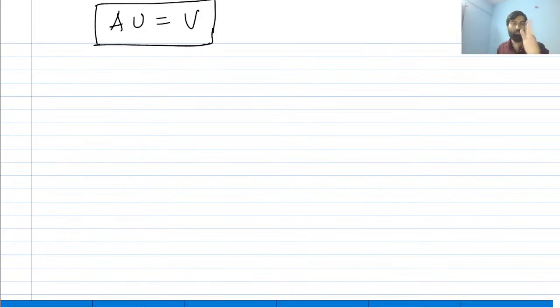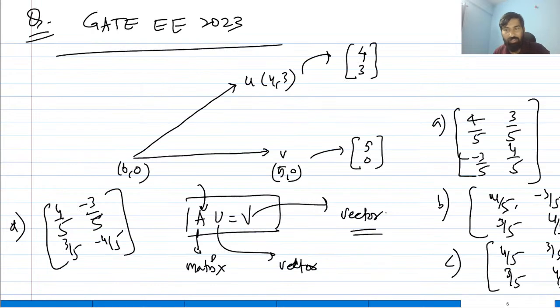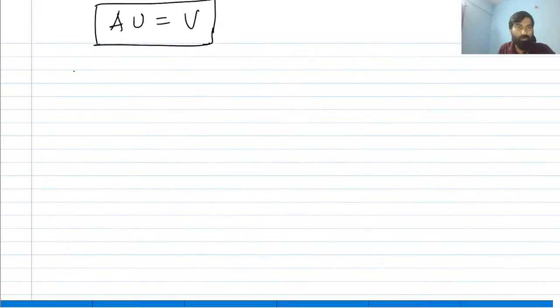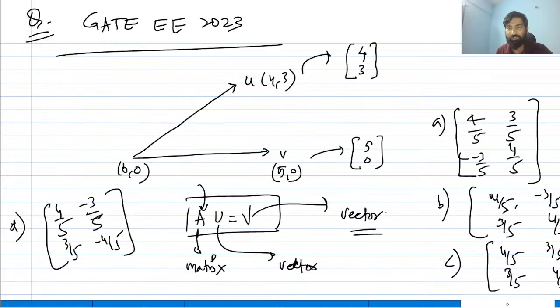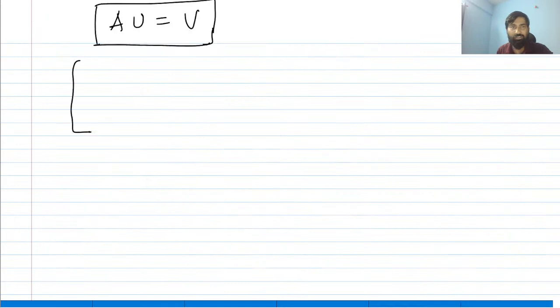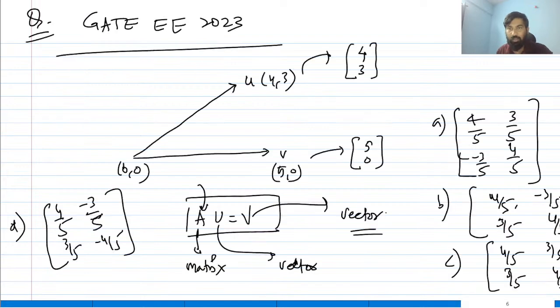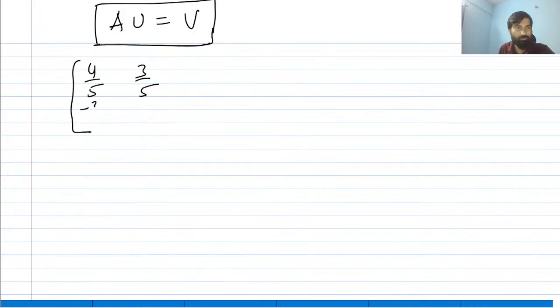This vector is not the eigenvector, remember, because u and v are different from each other. So A u equal to v here. Let me see how they are differing. They are different, yes. So the matrix A I'm taking from the options. This question can be done from the options. So 4 by 5, 3 by 5, and then minus 3 by 5 and 4 by 5.